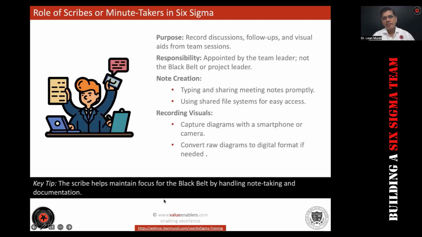I mean, if all these roles are there in the Six Sigma project, but some companies cannot afford all these roles, so people play dual responsibilities.